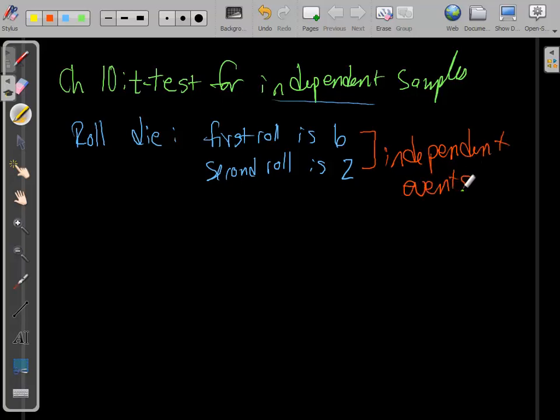In other words, knowing something about the first roll won't help me figure out what's going to happen on the second roll. In either case, the probability is 1 out of 6 for each roll.